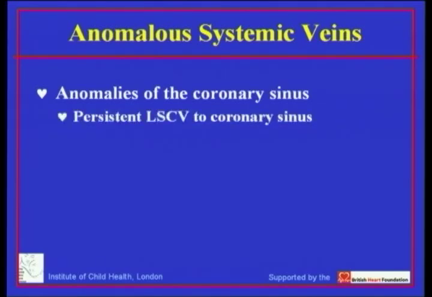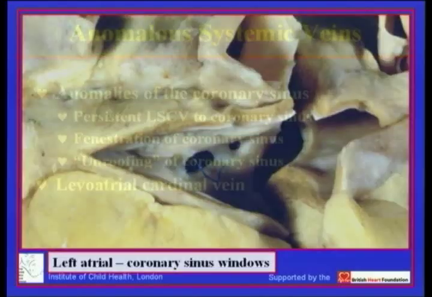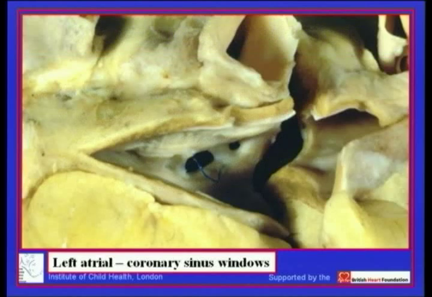And again, the most important and most common here is persistence of the left superior caval vein draining to the coronary sinus, because as you've seen already, that produces an enlarged orifice within the right atrium. But then we need to take account of fenestration of the walls, which normally separate the coronary sinus from the left atrium, and that is part of a spectrum that leads to unroofing the coronary sinus, and we're going to discuss that again tomorrow in the setting of the so-called coronary sinus interatrial communication. And then finally, our levoatrial cardinal vein.